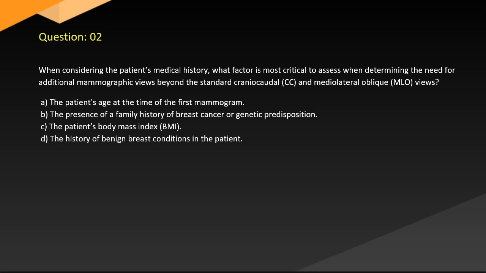Question 2. When considering the patient's medical history, what factor is most critical to assess when determining the need for additional mammographic views beyond the standard craniocaudal (CC) and medial-lateral oblique (MLO) views? A. The patient's age at the time of the first mammogram. B. The presence of family history of breast cancer or genetic predisposition. C. The patient's body mass index (BMI). D. The history of benign breast conditions in the patient.